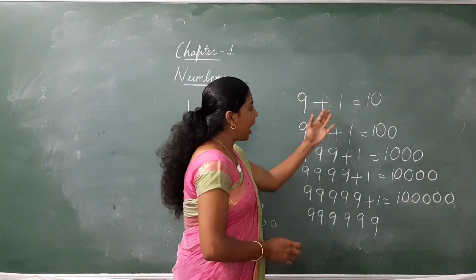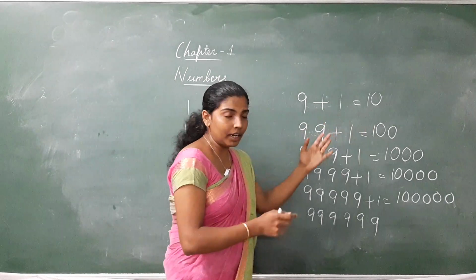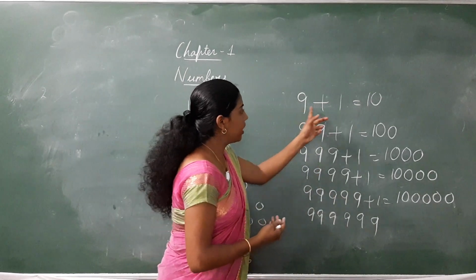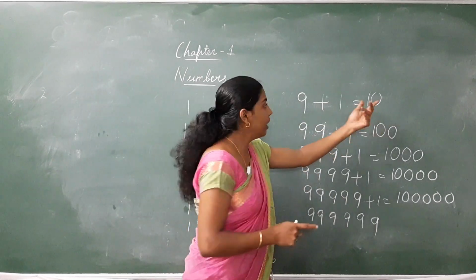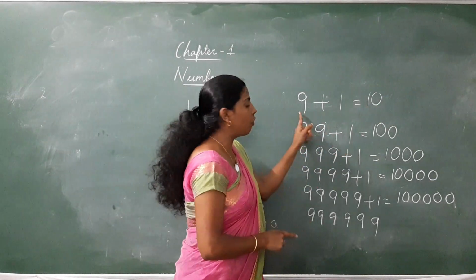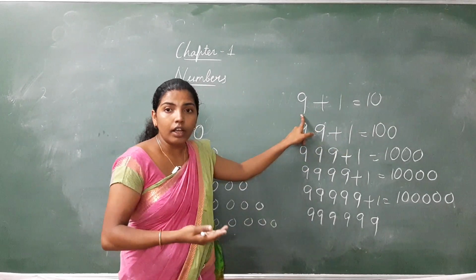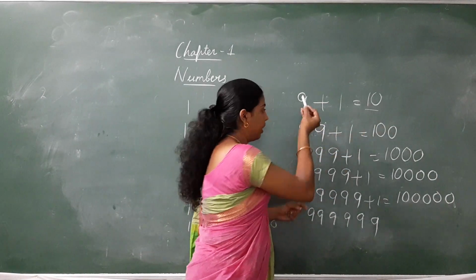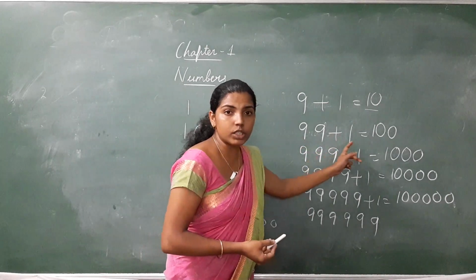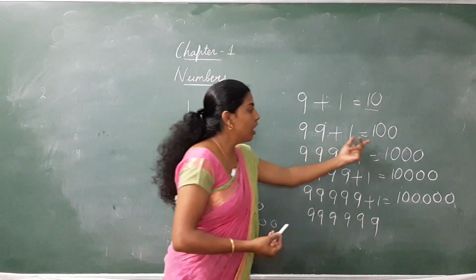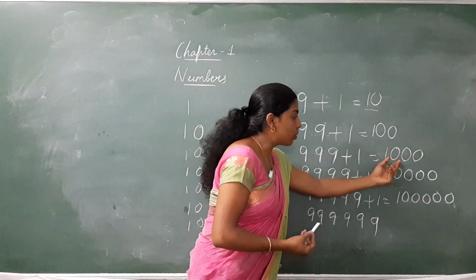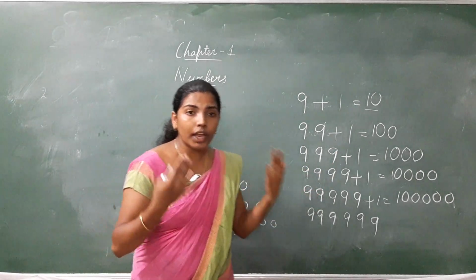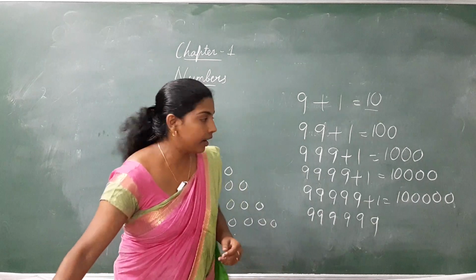See, here when we add 1 to this 9, we get 10. That means when we add 1 to a number, we will get the next number. Here 9 plus 1 equals 10. We can say that 10 is the successor of 9. When we add 1 to a number, we get the successor of that number. In the same way, 99 plus 1, the successor of 99 is 100. Here also 1000. 1000 is the successor of which number? 999.